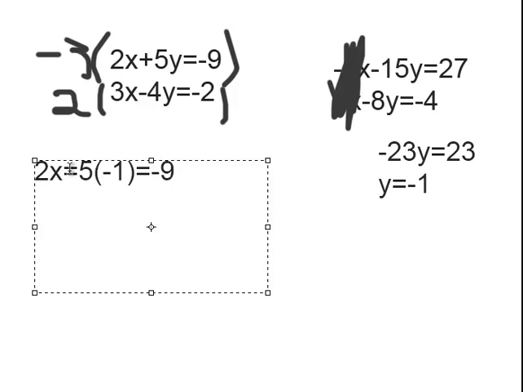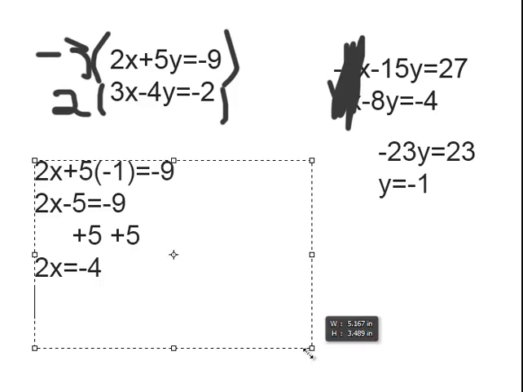Okay, so what does this equal? Sorry, let me correct that real quick. So what does this equal? Well, you still have your 2x, and then when you multiply 5 by a negative 1, you get negative 5 equals negative 9. Okay? Now, like any equation, you need to get rid of this negative 5 and just be left with the 2x. So what you do is you add 5 onto both sides, and what you end up with here is 2x equals negative 4.